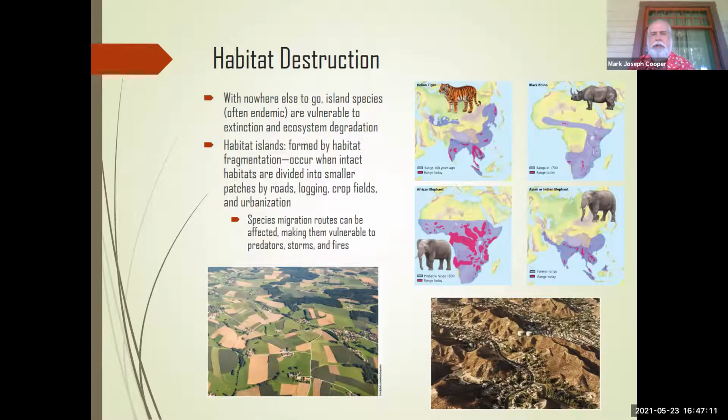So here we have some of the major animals that are endangered. You can see we have the Indian tiger. The dark purple is the range they used to have, and the red is where they're found now. That was only 100 years ago, range in 1700, range today for the black rhino. On the bottom, you can see we have the range of the African elephant. And then on the right, even more so, we have the damages, the Asian or Indian elephant.